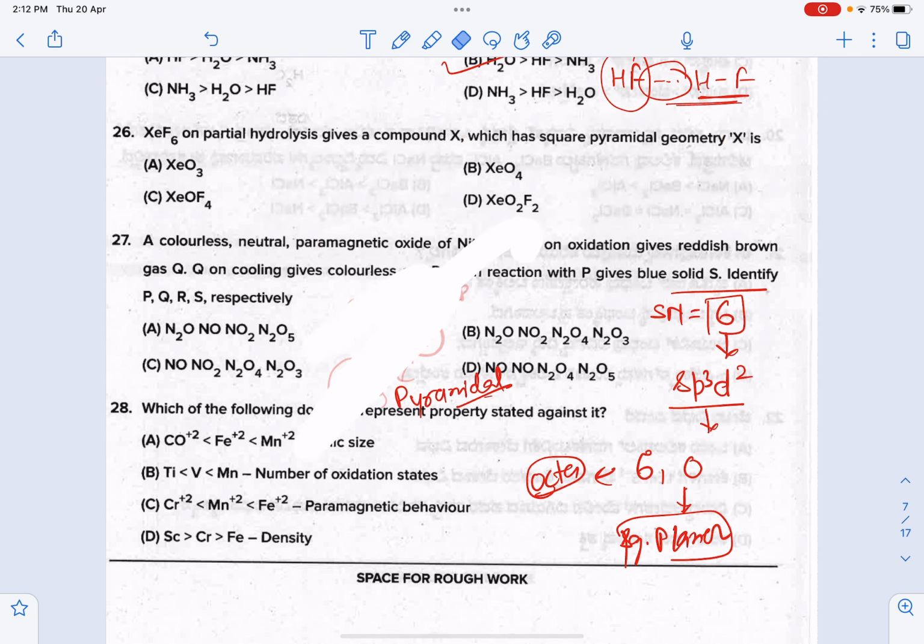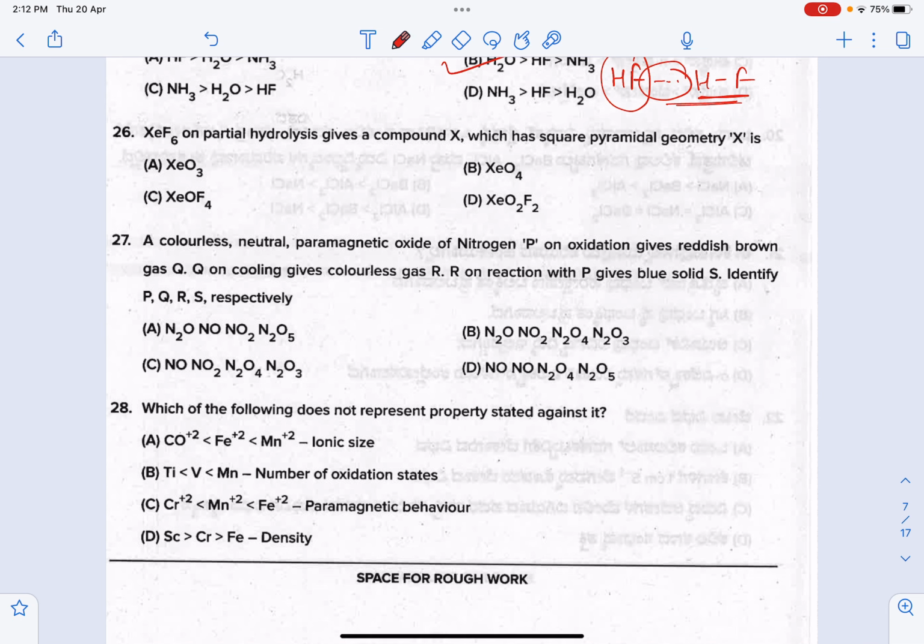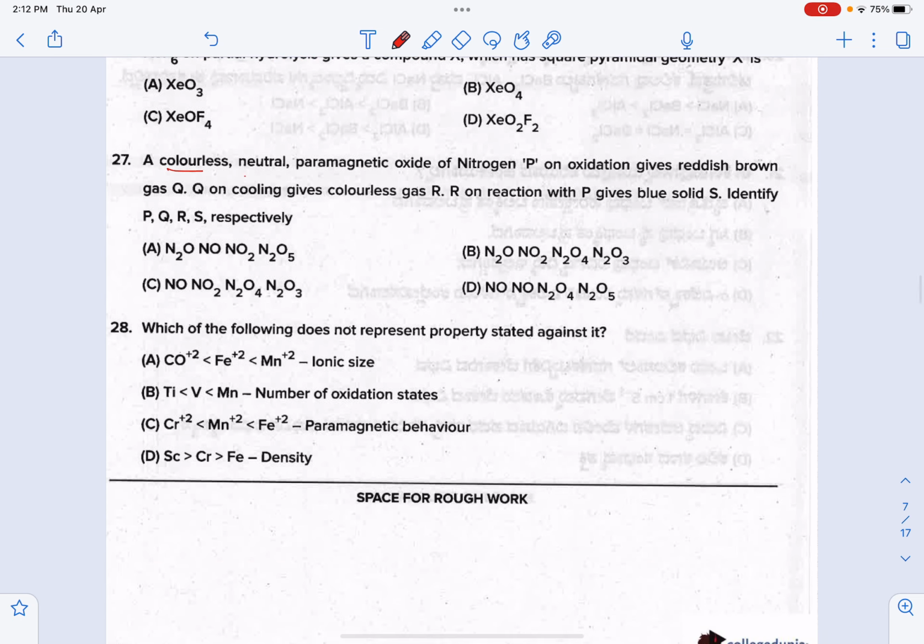Okay, now the next question is: a colorless neutral paramagnetic oxide of nitrogen P on oxidation gives a reddish brown gas, that is Q. Q on cooling gives colorless gas R. R on reaction with P gives blue solid S. Okay, now identify P, Q, R, S respectively. We have to identify this.